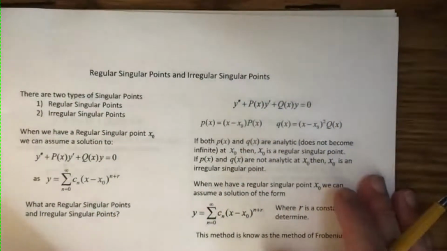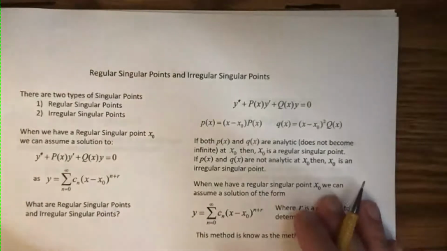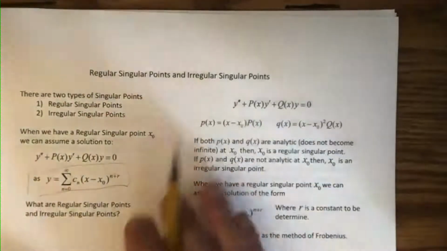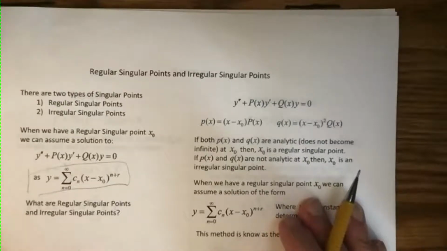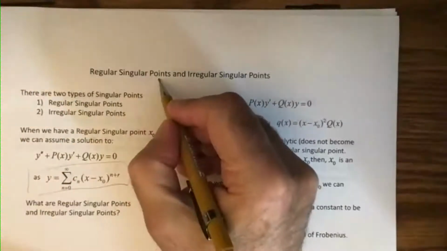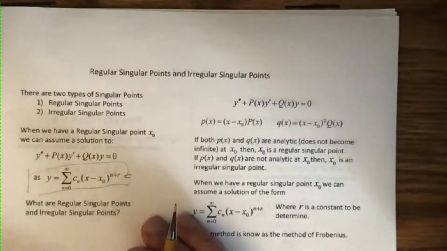Now, though, we need to know there are actually two different types of singular points. We need to talk about a regular singular point and an irregular singular point. When we have a regular singular point, we'll be able to use this. If we have an irregular singular point, then we can't use power series as a method of solving the differential equation. Well, we can use power series, but we need a regular singular point to use this form. All right, so now I need to talk about a regular singular point and an irregular singular point.